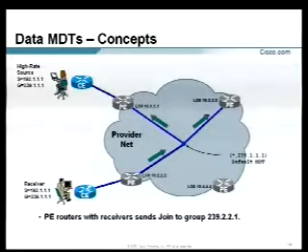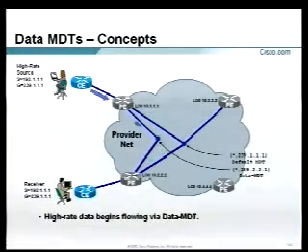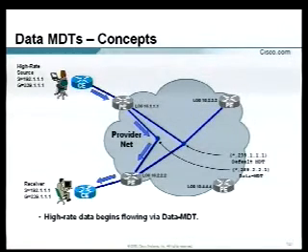So the PE routers that have receivers will send a join to this new group now. And the data MDT is built using this new group. The traffic begins flowing along this new tree. You still have the existing default MDT for any new sources that come up, and all the control packets still occur on the default MDT, but you can now cut over.